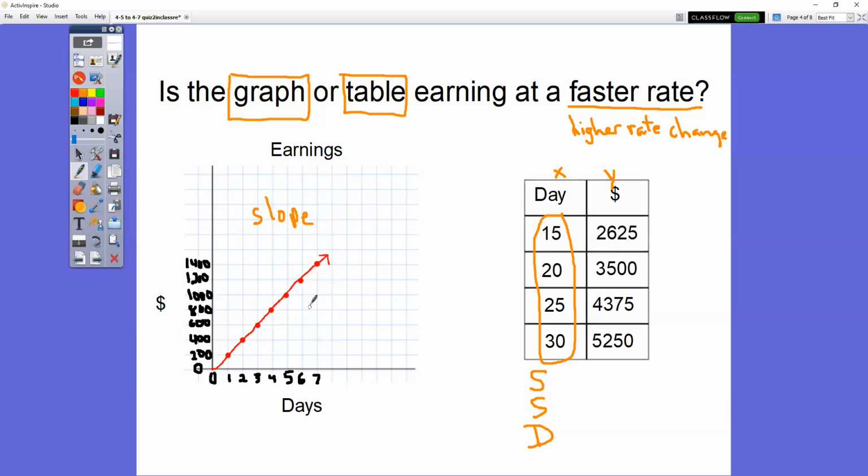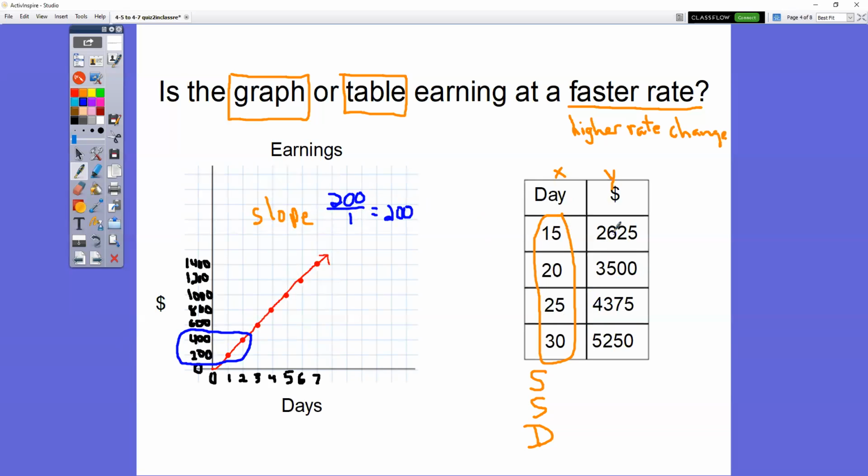When you take a look at your graph, be very careful. The slope of our graph is not 1. Yes, technically we're going up 1 box and over 1 box, but the slope is not 1 over 1, because every time you go up 1 box, how much are you really going up? You're really going up 200 over 1. So our slope is really 200 over 1, or just 200.